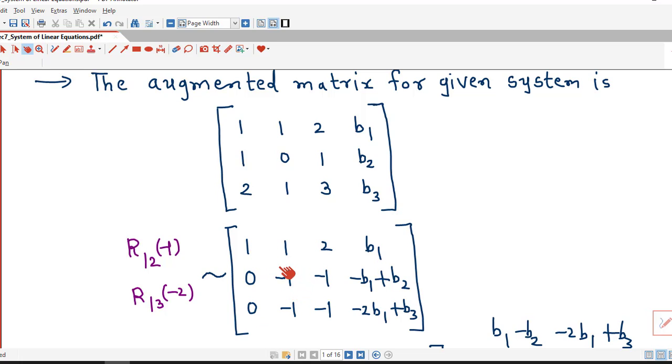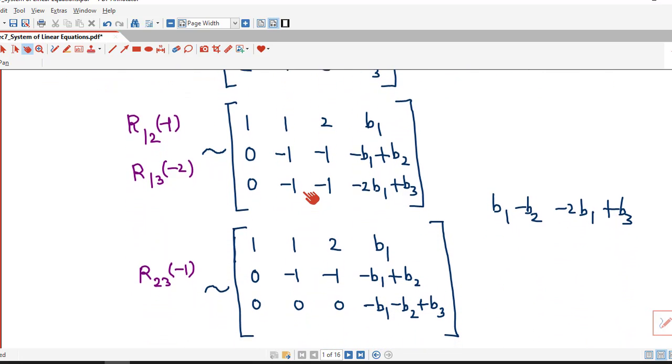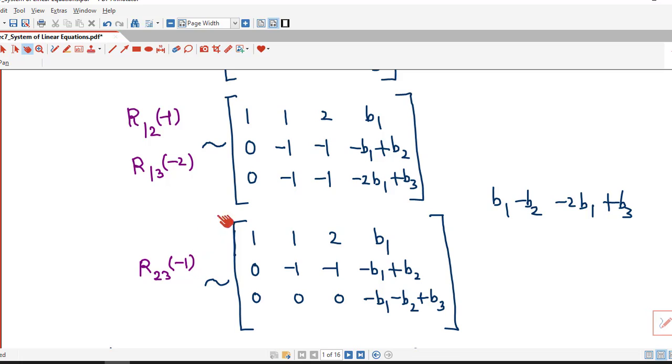Now we concentrate on the first non-zero entry of the second row, so we must have the entry below it 0. To make this entry 0, we multiply the second row by -1 and add here. So the third row will change. We have written the first two rows as they are. Now we multiply the second row by -1 and add in the third row.